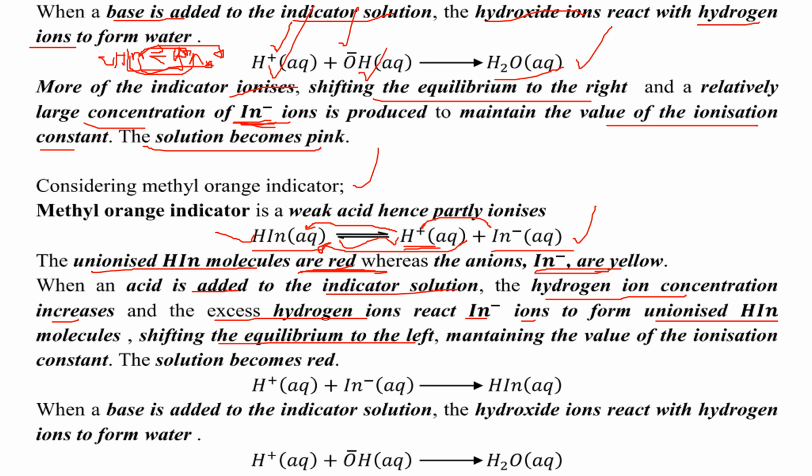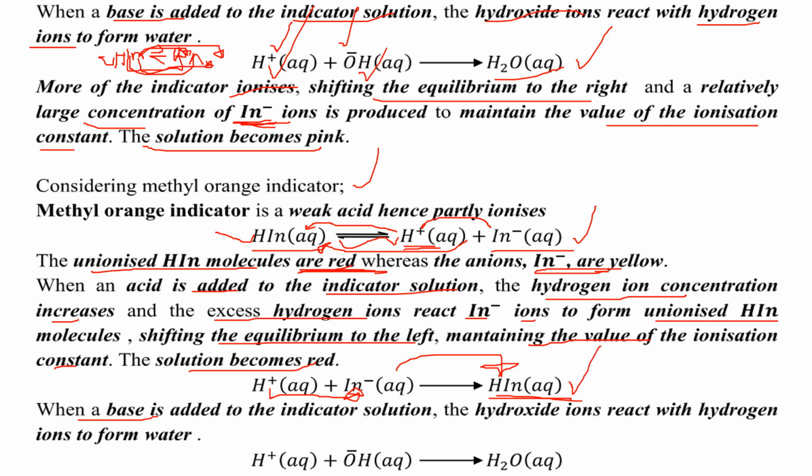And therefore, if you have excess HIn molecules when you are using methyl orange indicator, we end up with our solution becoming red as the predominant color seen in the solution, maintaining the value of ionization constant. So we write an equation showing that excess of hydrogen ions react with In- ions to restore equilibrium by forming back the unionized HIn molecules, so as to keep the ionization constant. And since we are going to be having excess of these HIn molecules, that means that our solution is going to be predominantly red.